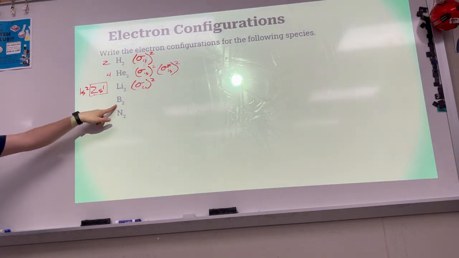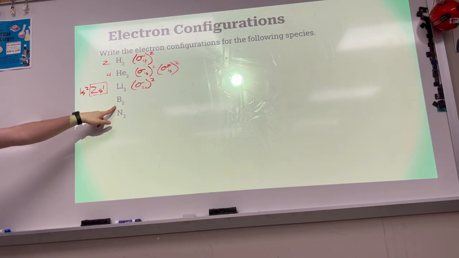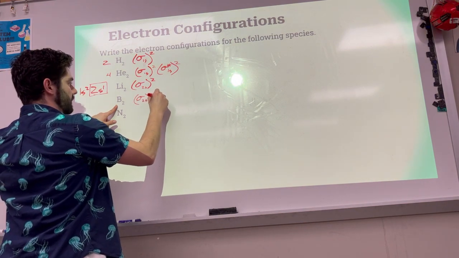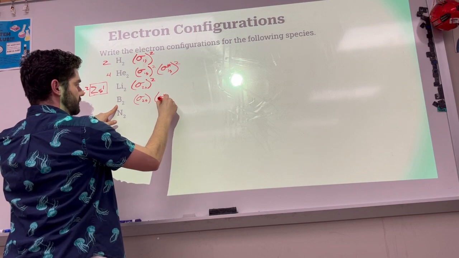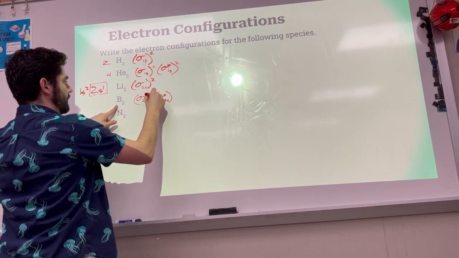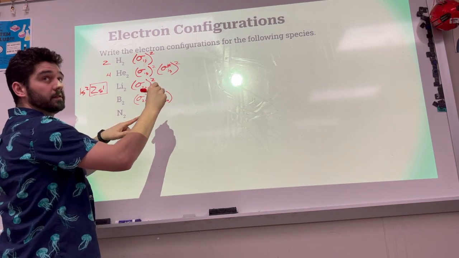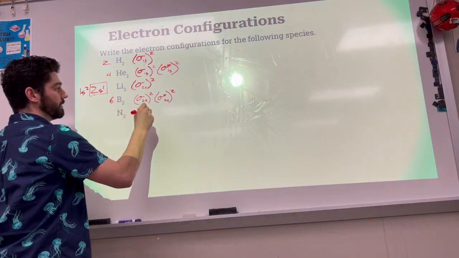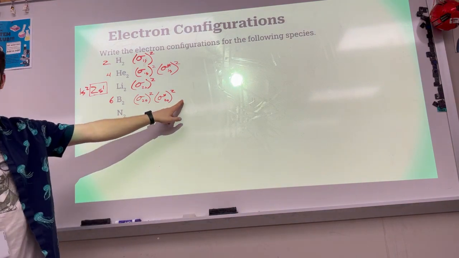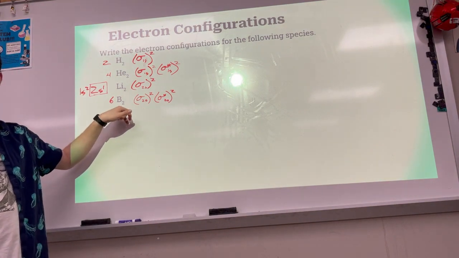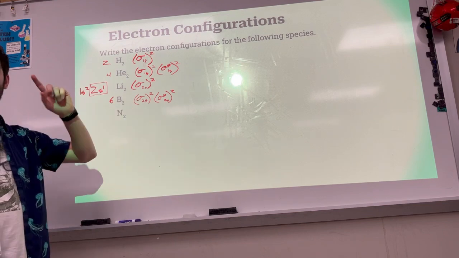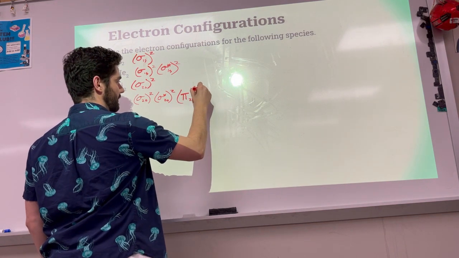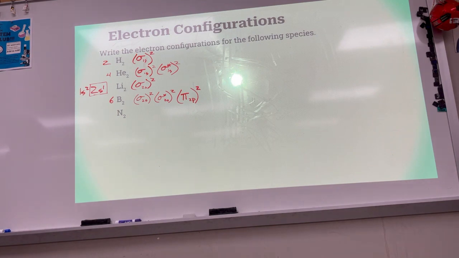So for boron, my valence level starts at 2s. We're going to have sigma 2s, and then sigma star 2s. Do we keep going? Yes, because there are six valence electrons, so we have to go to the next one. The question is, is it sigma or pi next for boron? It's pi. This is pi 2p. I forgot it yesterday.